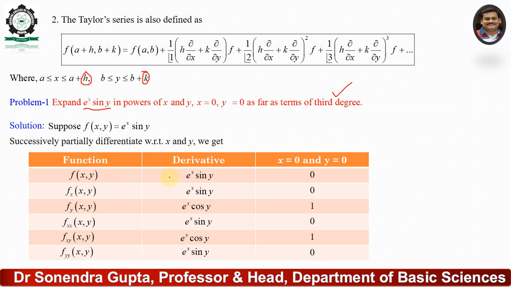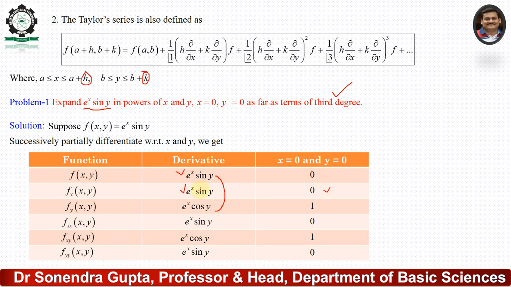That means f(x, y) = e^x sin y, and putting x = 0, y = 0, we get 0. Then differentiating with respect to x, we get e^x sin y, and putting x = 0, y = 0, we get 0. Similarly, f_y, partially differentiating with respect to y, gives e^x cos y, and putting x = 0, y = 0, we get the value 1.